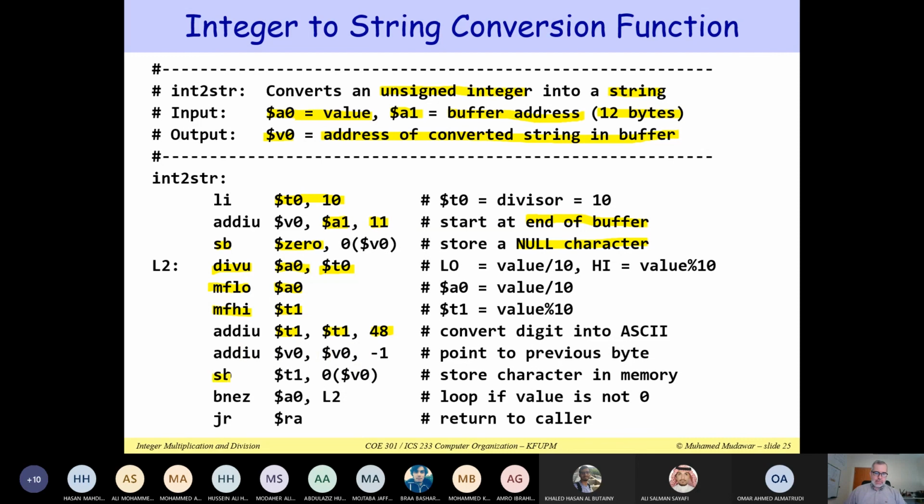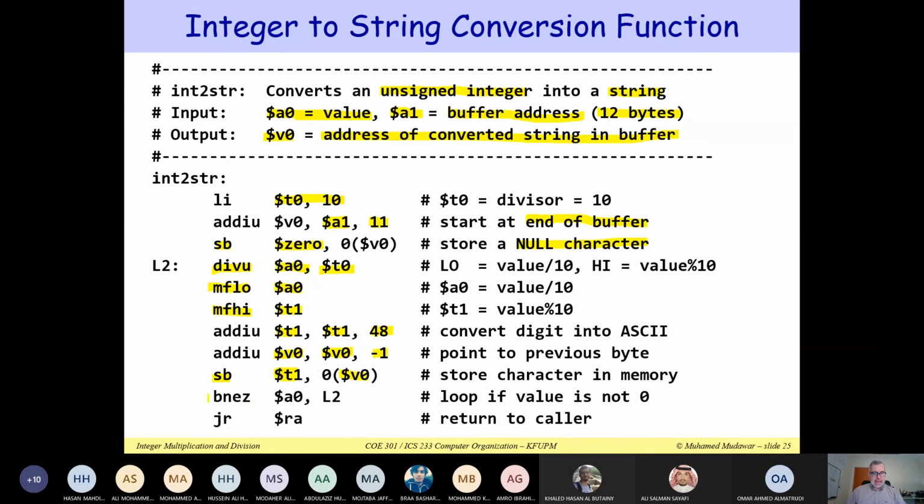we need to store it. But before I store, I need to change V0. Now notice that V0 is my address, the address of my string in memory. So decrement the address by 1 by adding -1 so that we can point to the previous character in my string. So we add -1 and then store T1. Store the character in memory at this address. So we are storing the string in memory, okay?